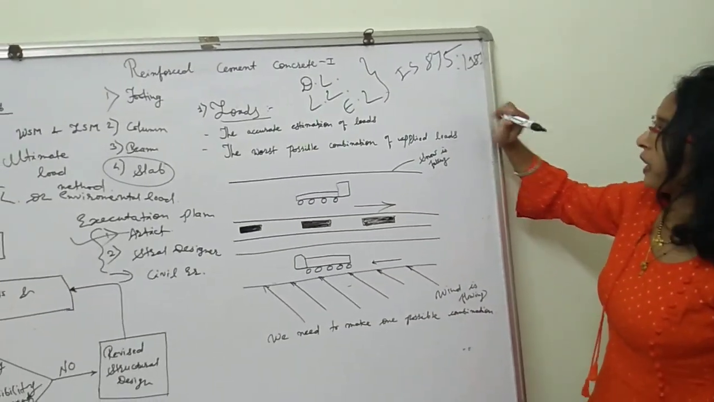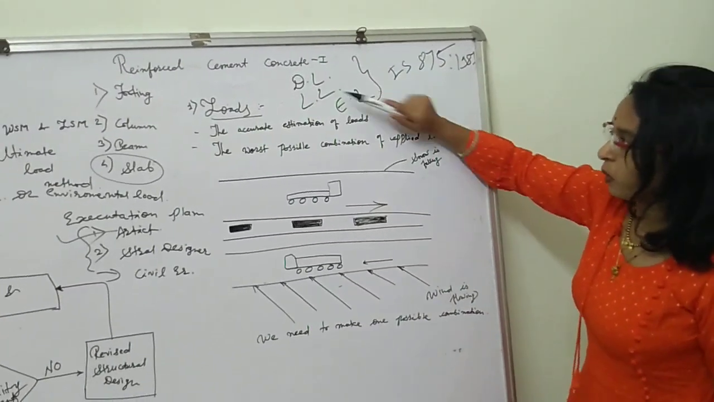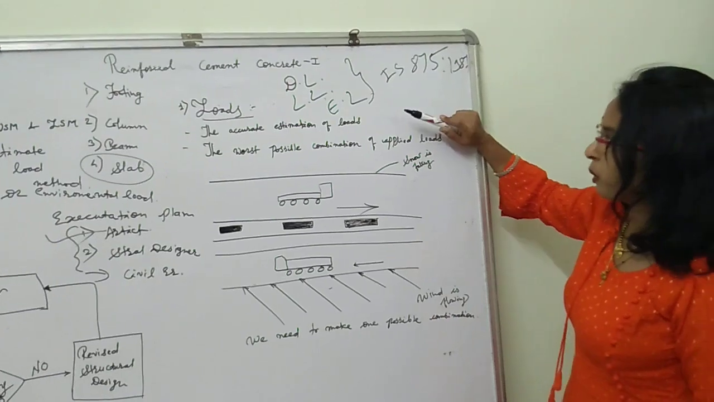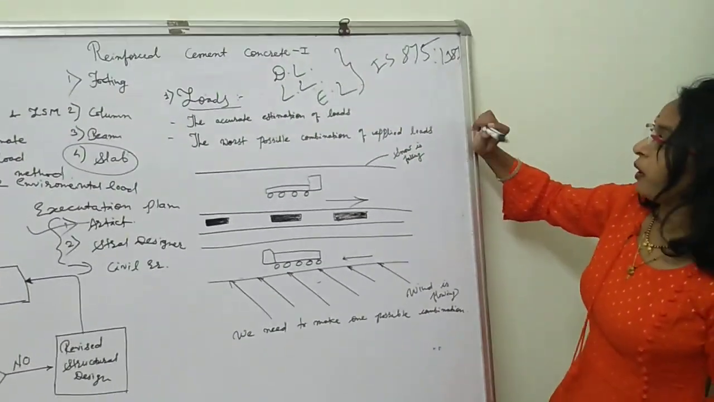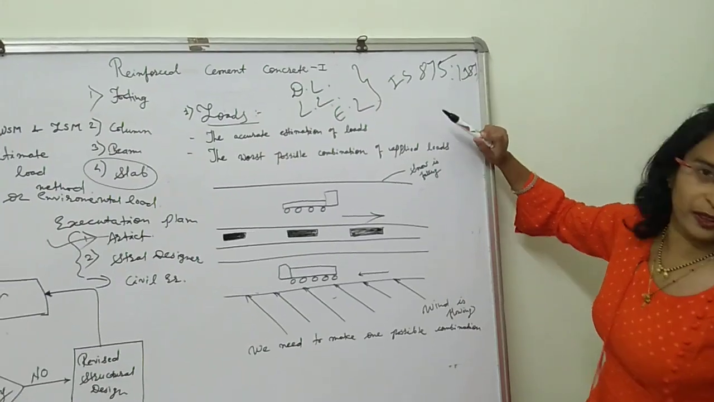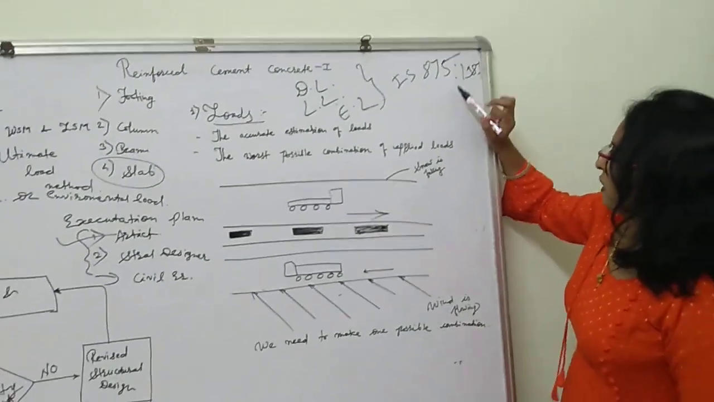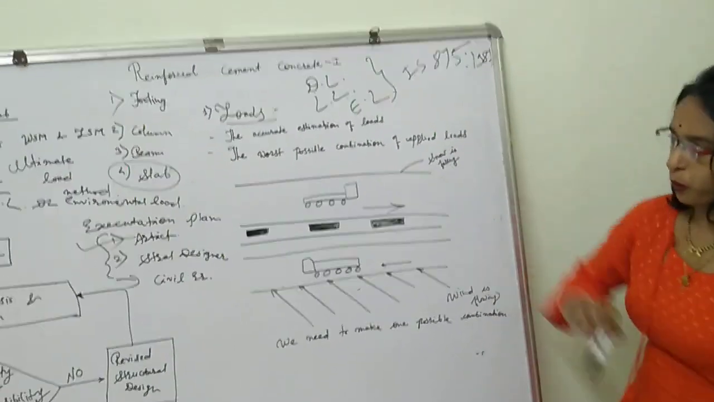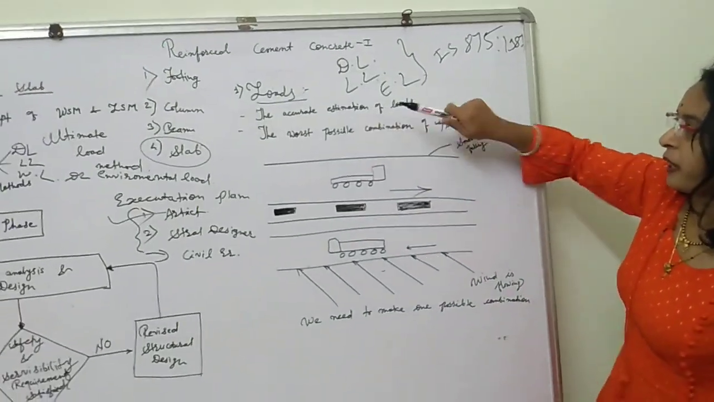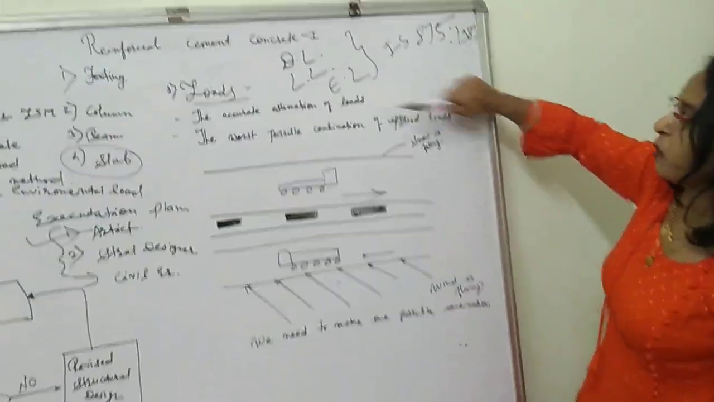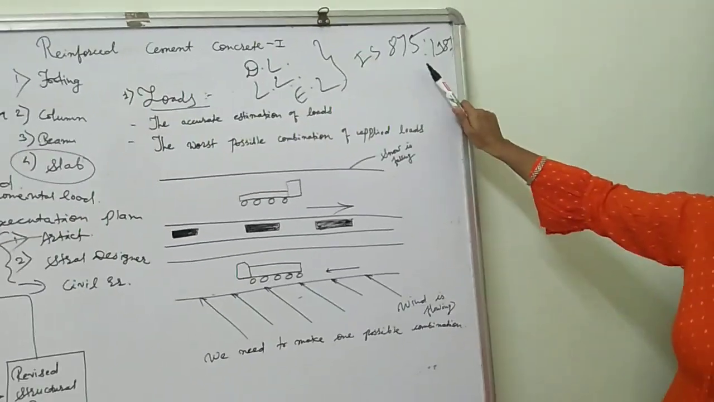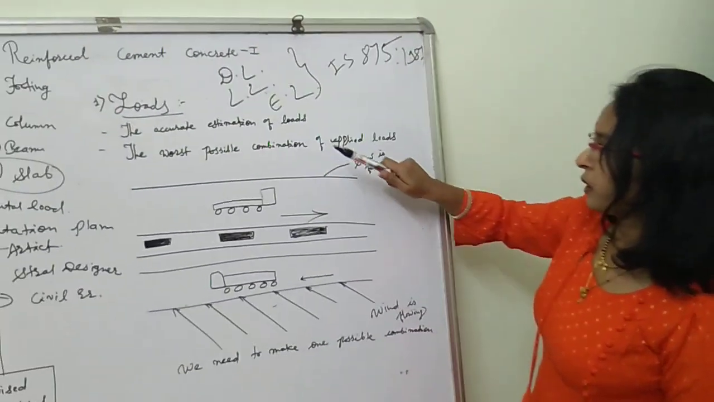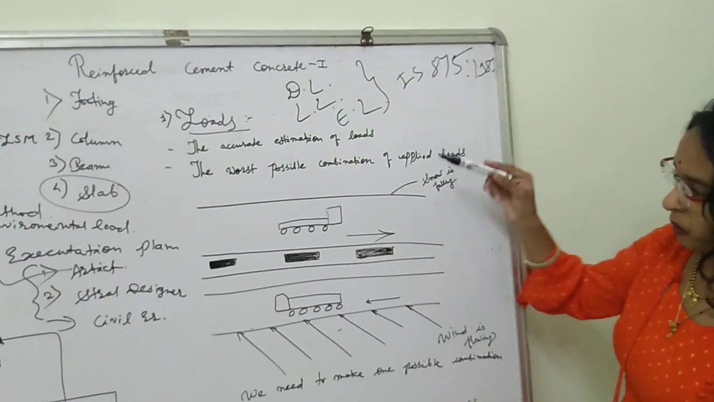I mean to say that IS 875 part 1 for dead load, IS 875 part 2 for live load, IS 875 part 3 for wind load and IS 875 part 4 for snow loads. And IS 875 part 5 for combination of the loads. The accurate estimation of load can be done with the help of IS 875 part 1 to 5, 1987. The worst possible combination of the applied loads is always used in our construction.